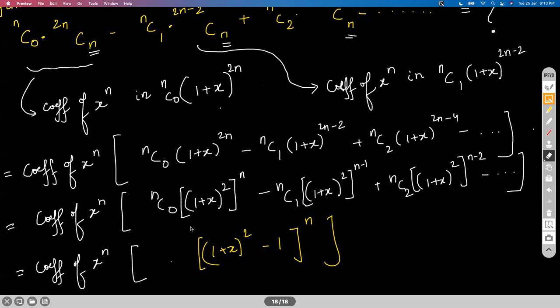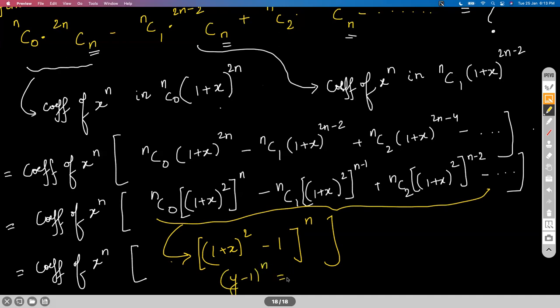Isn't this a binomial expression in itself? Correct? So imagine you treating this as some y minus 1 to the power n. If you write it, how will you write it? nC0 y to the power n minus nC1 y to the power n minus 1 plus nC2 y to the power n minus 2, this is how you're going to write. So imagine that this is actually written over here: nC0 y to the power n minus nC1 y to the power n minus 1, like that.